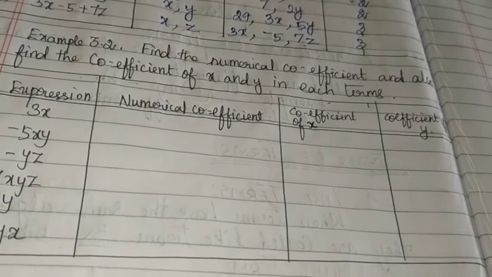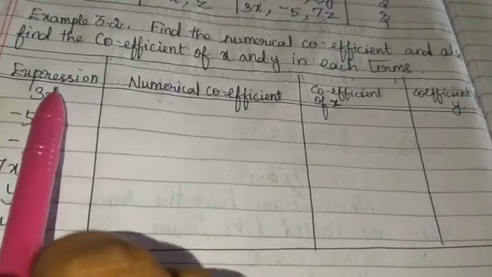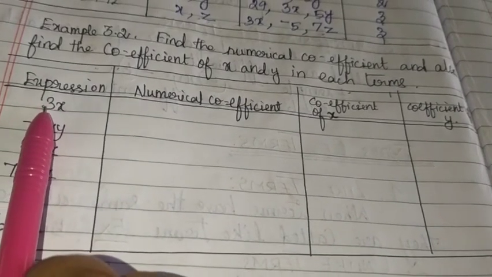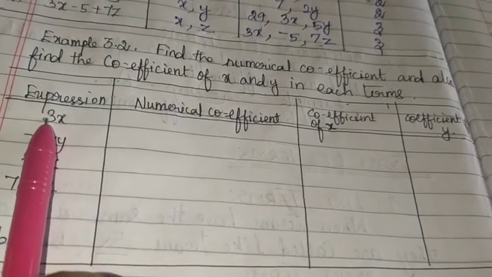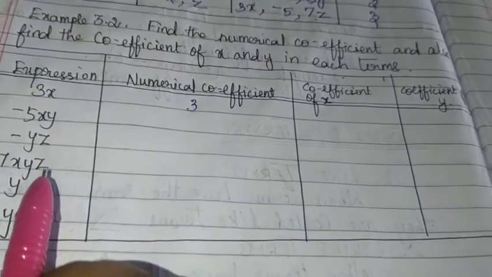Okay, find the numerical coefficient. Okay, so x இருக்கு, variable முன்னாடி என்ன நம்பர் இருக்கோ அதுதான் numerical coefficient. அப்போ variable முன்னாடி என்ன நம்பர் இருக்கு, 3 இருக்கு. So that 3 is the numerical coefficient.